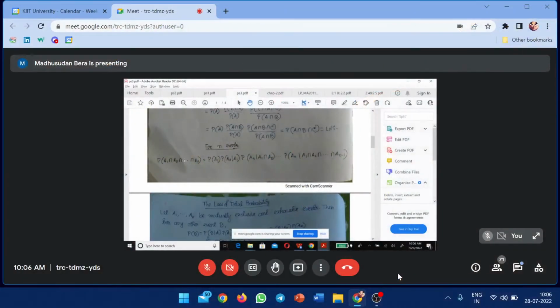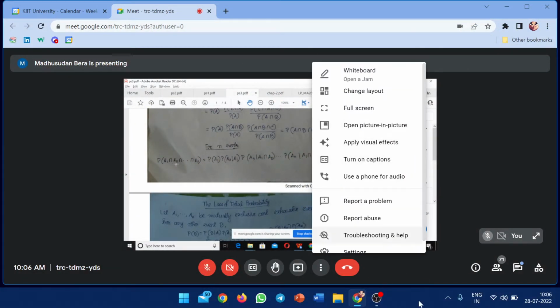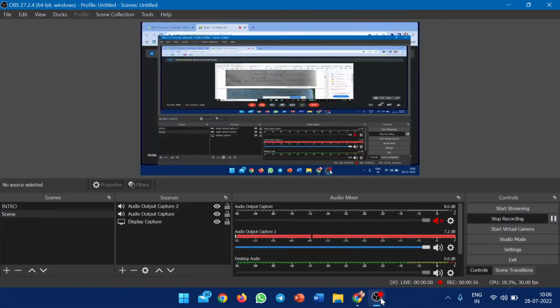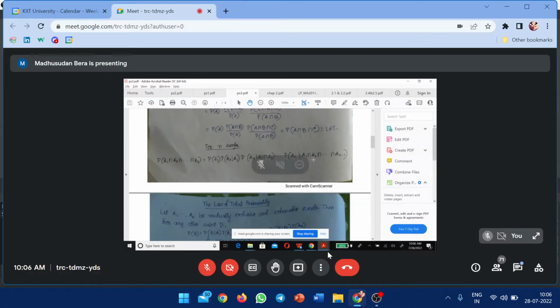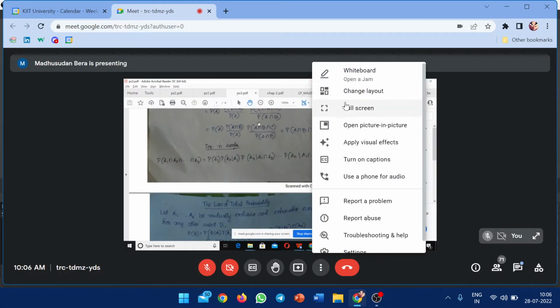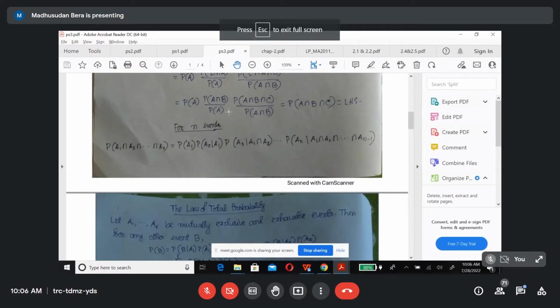First is A3 given whatever is the previous, A1, A2. That way P of An given A1 intersection A2 up to An minus 1. That is the multiplication rule of n events.